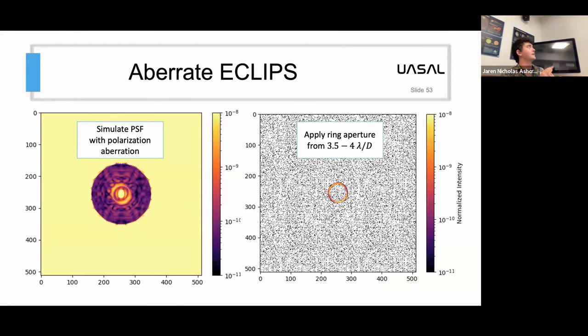So the first experiment I did, and we had visited this constraint in an earlier discussion, was just to take a small ring aperture right outside of the inner working angle of the focal plane with a width of like 0.5 lambda over D. And I was curious about how the mean value of that changed as you perturb wavelength and this maximum angle of incidence constraint.